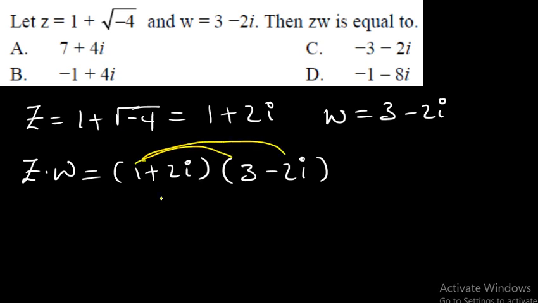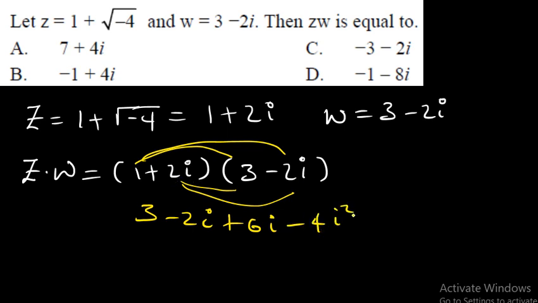Let's do it. So 1 times 3 will be 3, and 1 times minus 2i will be minus 2i. In the same manner, these two will multiply each of them. So 2i times 3 will be 6i. And 2i times negative 2i will be negative 4i square. I square means negative. Positive 2 times negative 2 will be negative 4i square.